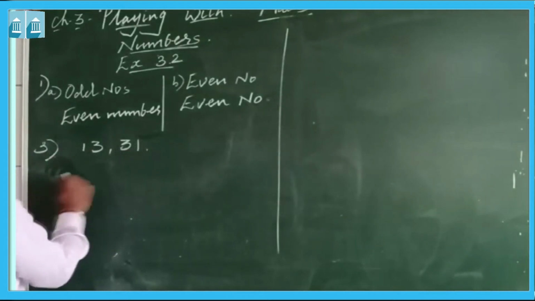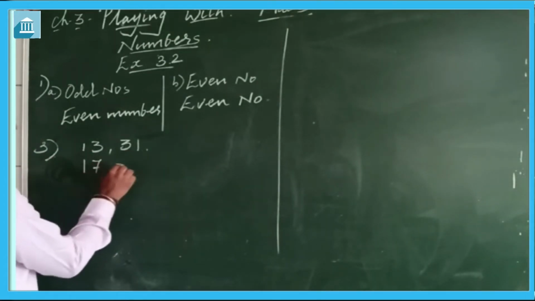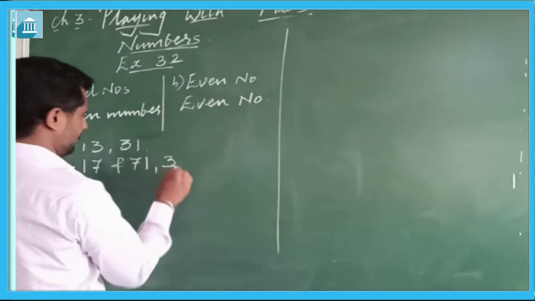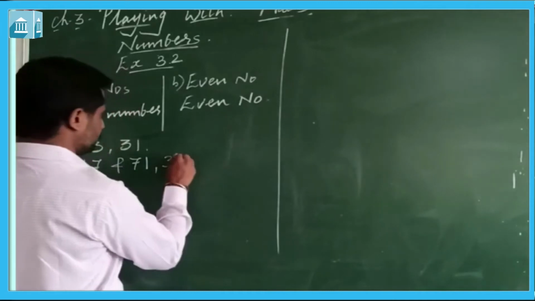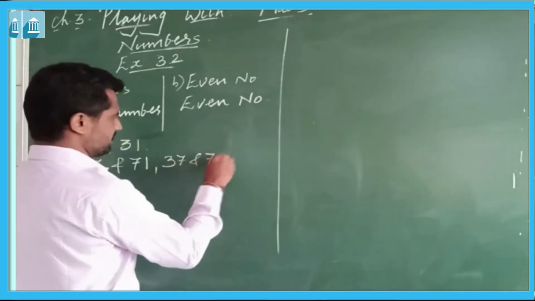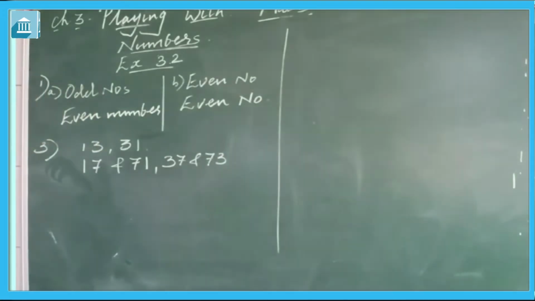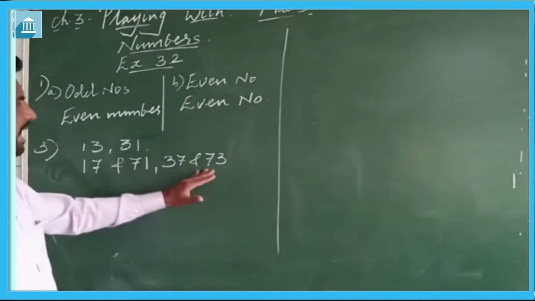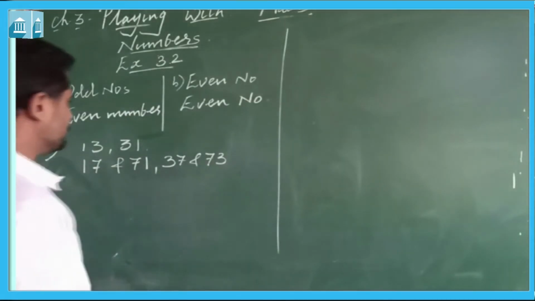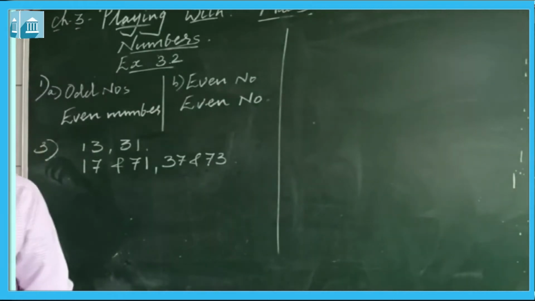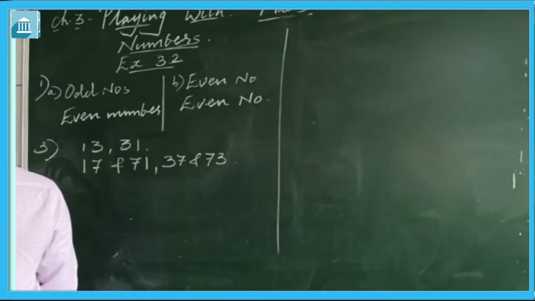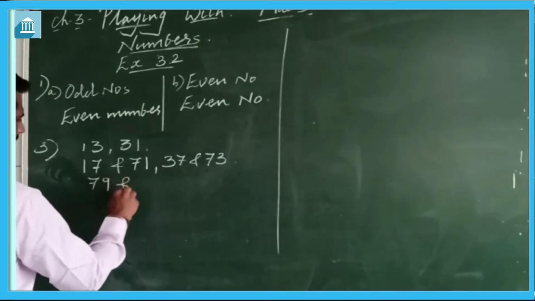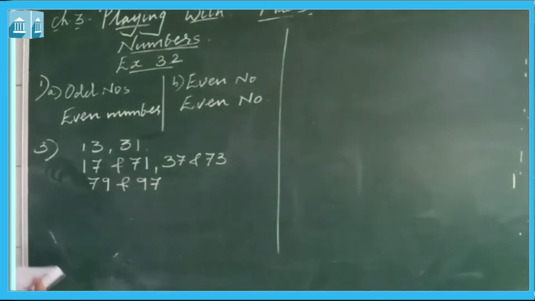If we see, we can get 17 and 71, 37 and 73. You see 17 and 71 both have the same digits. 37 and 73 both have the same digits. In the same way, you can say 79 and 97.